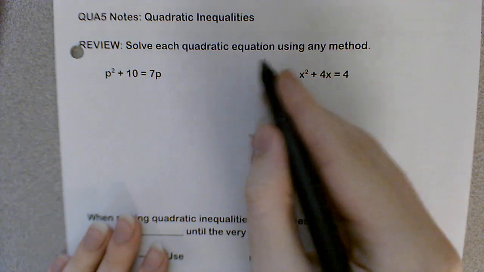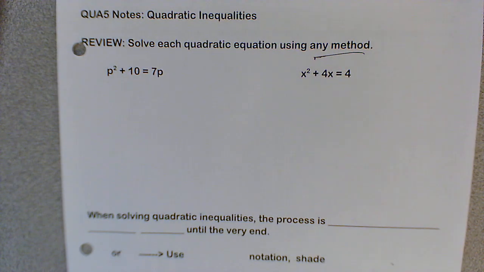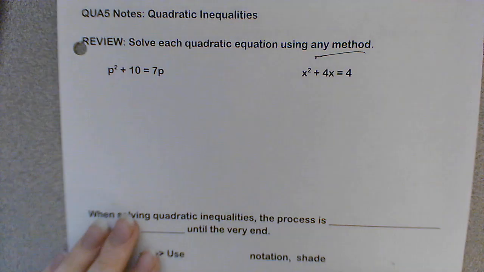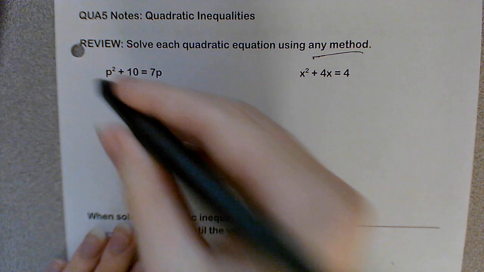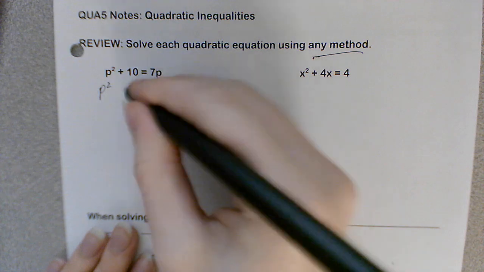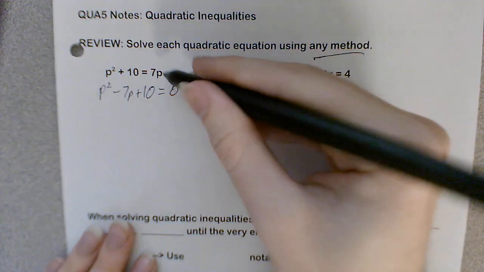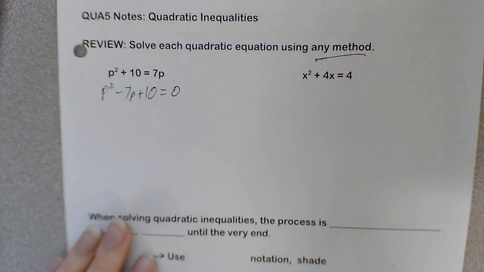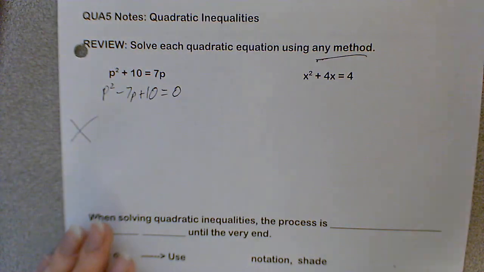Now, we're solving each quadratic equation using any method. This means we can solve it using factoring, quadratic formula, or completing the square. So the first method that we should always try is factoring. So we're going to try p squared minus 7p plus 10 is equal to 0, because we subtracted 7p from both sides to get into this form. And let's try a cross puzzle and see if it works.